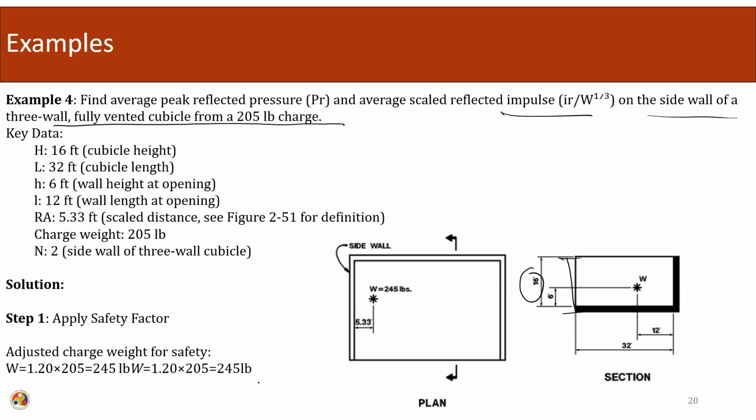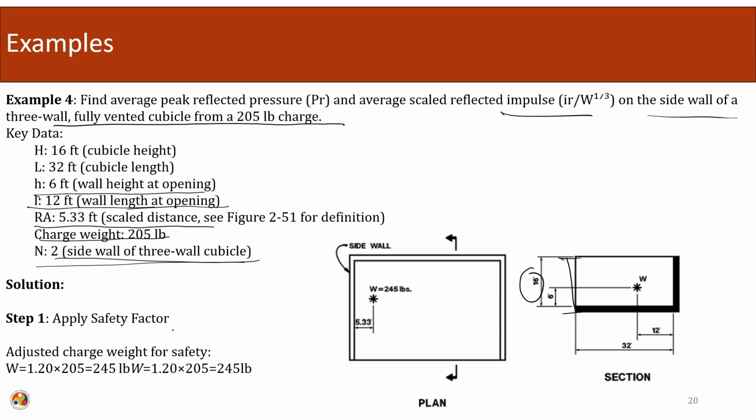The location of the wall height at opening is 6 feet. The wall length at opening is 12 feet. RA, the scale distance, is directly given. The charge is 205 pounds, and n equals 2. It is a side wall of a 3-wall cubicle.